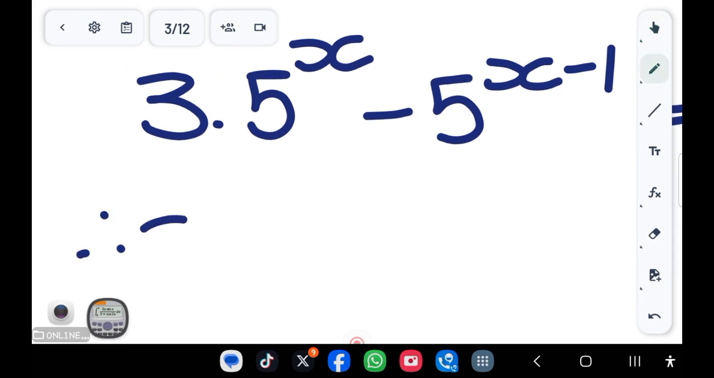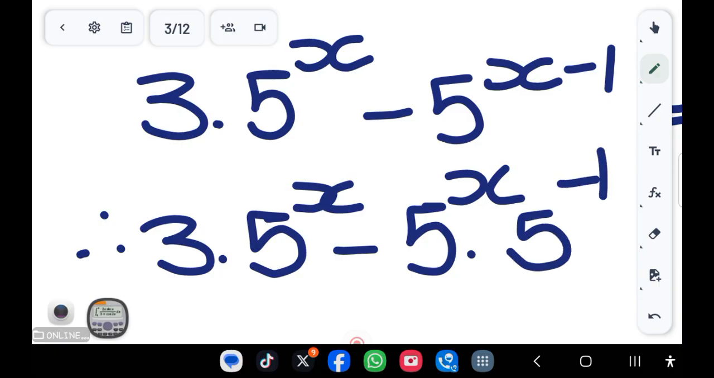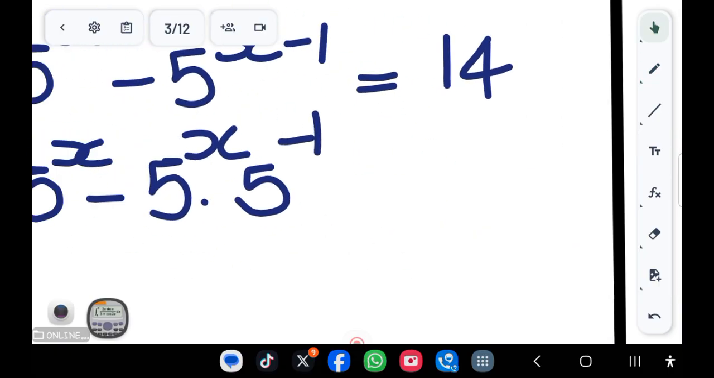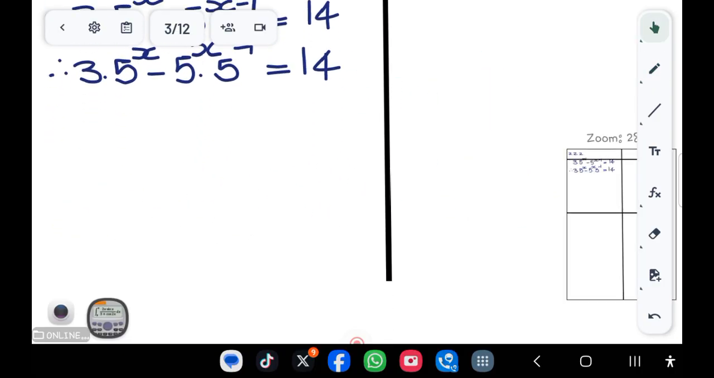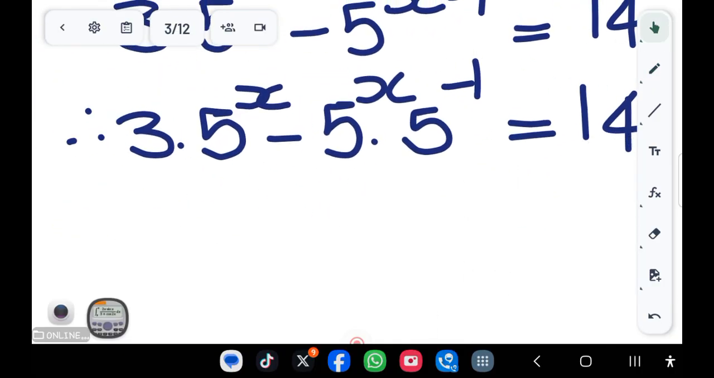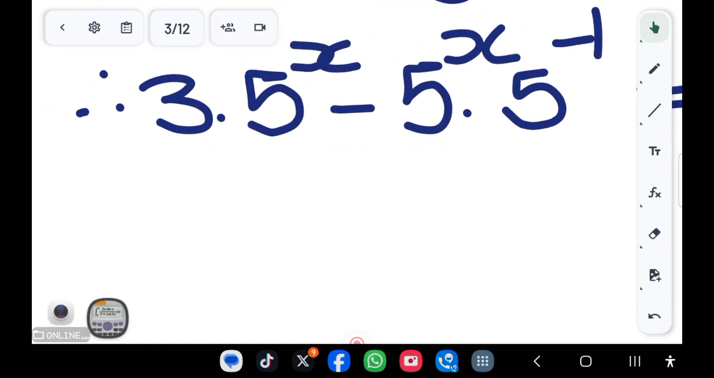So therefore 3 times 5 to the power of x minus 5 to the power of x, that's what we get, times 5 to the power of negative 1. That's what you do when you break that up. When you multiply powers of the same base, you add the exponents, and to reverse that, you simply break it up like that.